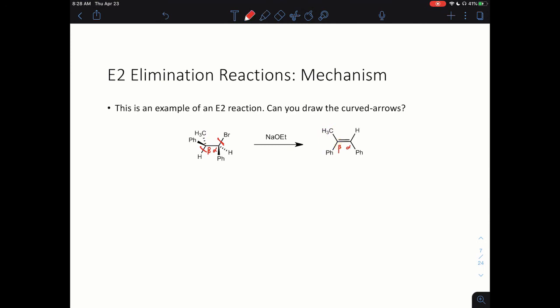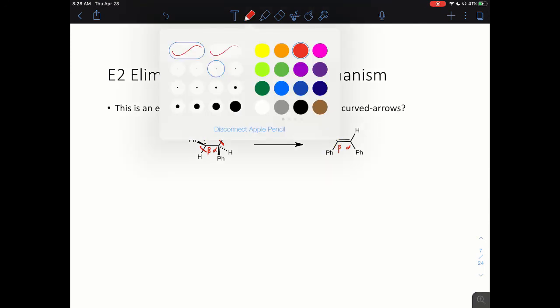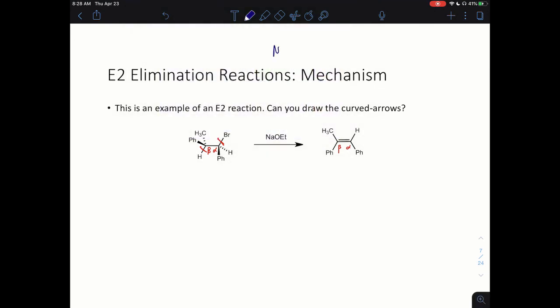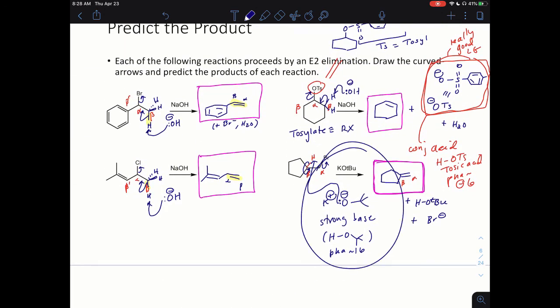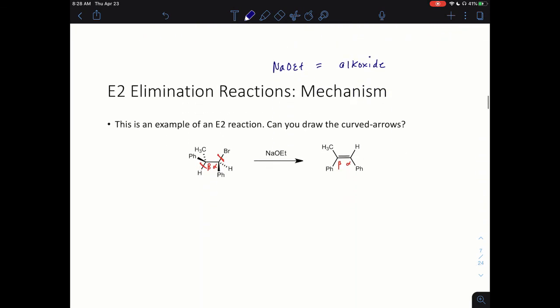And then I can see I have sodium ethoxide. So this is an alkoxide base. And alkoxide bases, just like we saw sodium t-butoxide or potassium t-butoxide in this previous example, alkoxide bases are good bases for E2.